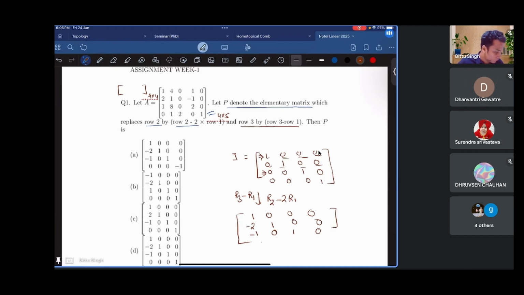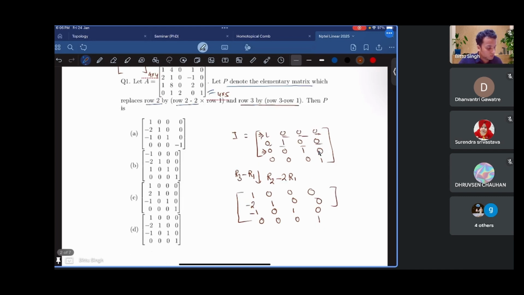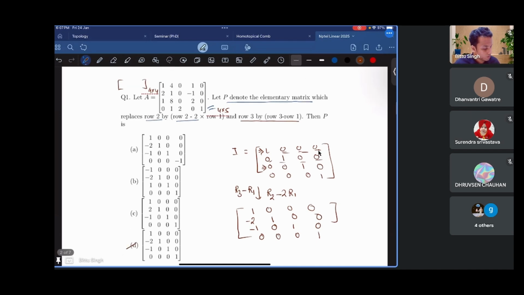And again, the fourth row will be unchanged. So this should be the result. This should be the answer. So we can see that it should start with minus 2, minus 1. What is the answer? This should be the answer, right? Everything is matched: 1 0 0 0, minus 2 1 0 0, minus 1 0 1 0, 0 0 0 1. So this is the answer. So here the answer will be option D.